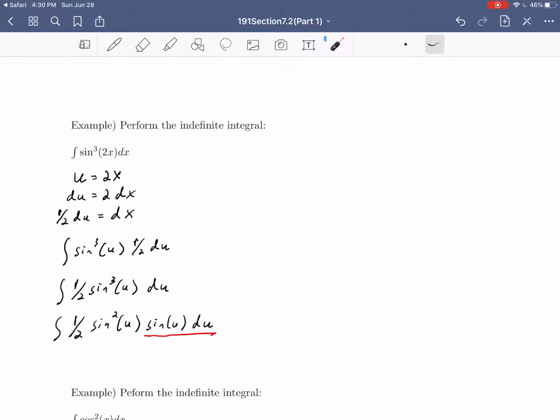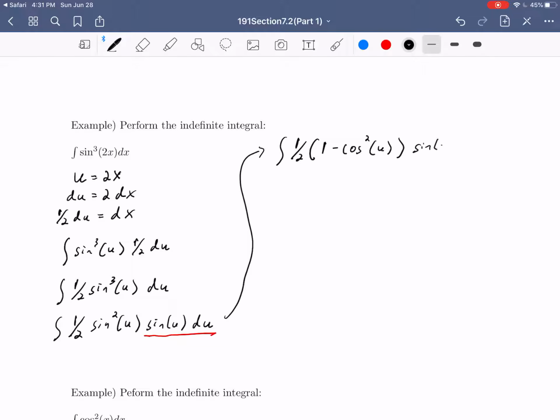So we're hoping to substitute in u equals cosine. Of course, we won't use the letter u because we already used it, so let's say w equals cosine. But of course, there's no cosines over here. But this is a sine squared, so we can use Pythagorean identities again. So let's go ahead and do that. Integral 1/2, we can replace that with 1 minus cosine squared u, times sine u du. And if we want, we could distribute that 1/2 in there just to make it cleaner looking: 1/2 minus 1/2 cosine squared u, times sine u du.